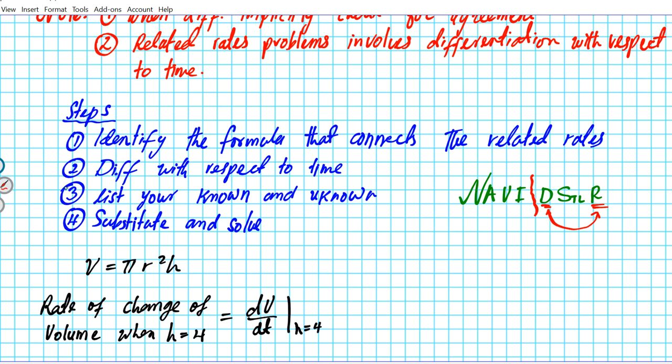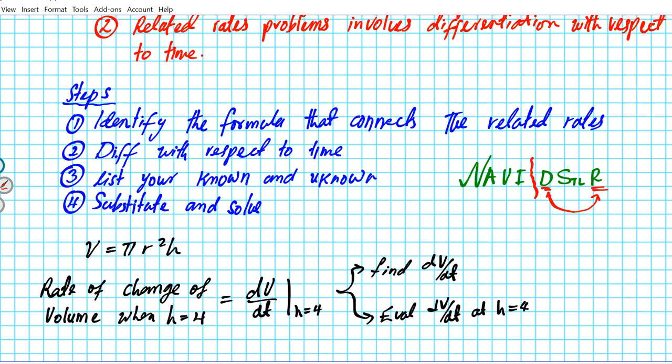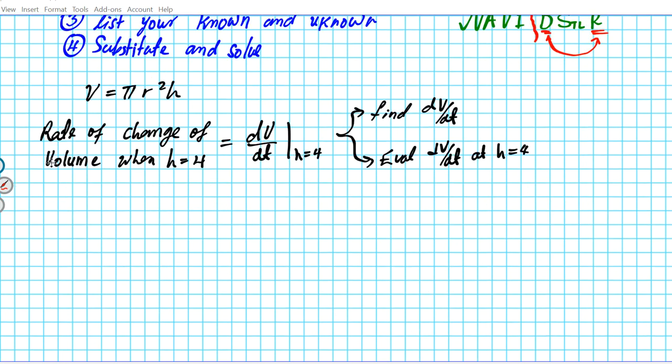This is going to be a two-part process. We're going to break it up. The first thing we're going to do is find the expression for dV/dt, the related rates equation, and then we're going to evaluate dV/dt at h equals 4. Okay, so those are the two parts involved in this process. All right, so let's do it.